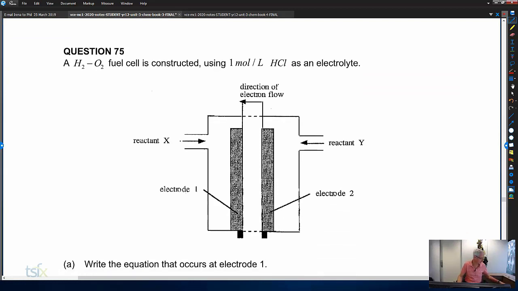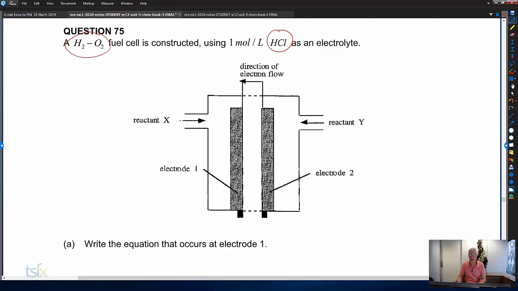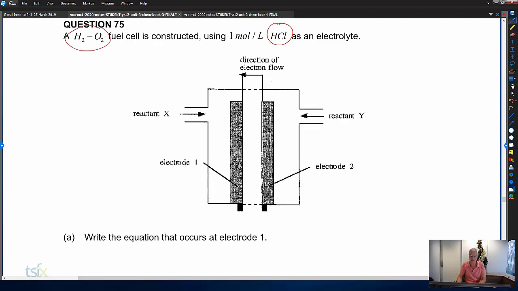75. Yes, I think I wanted to stop there. This is a nice acid electrolyte, hydrogen-oxygen fuel cell. You say, yippee, I know exactly what's going to happen here. I don't have to be confused by it might be an unfamiliar situation. It's not the usual two beakers with 2 electrodes and a salt bridge. It's set up in a different way, but you're given the direction of electron flow.